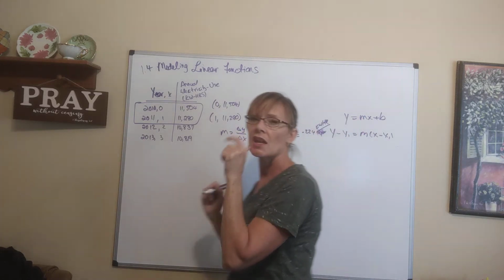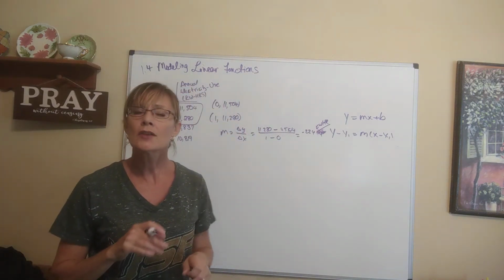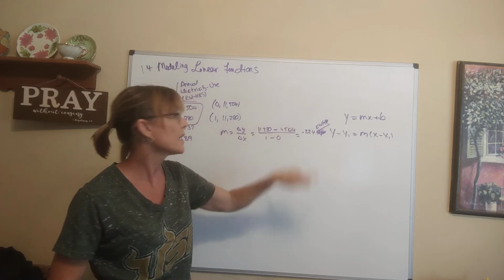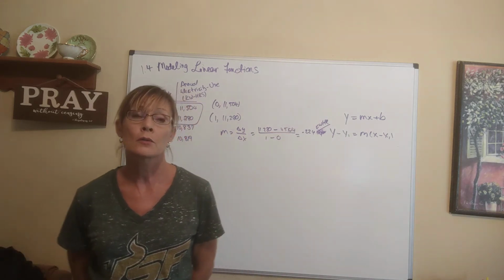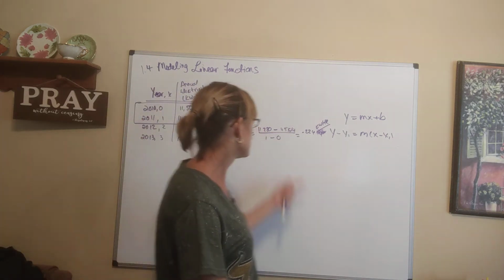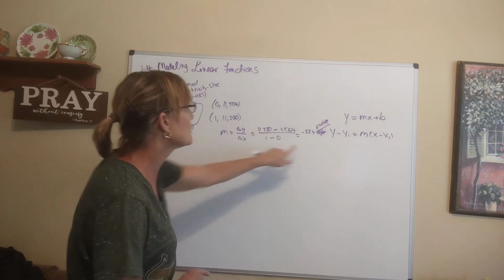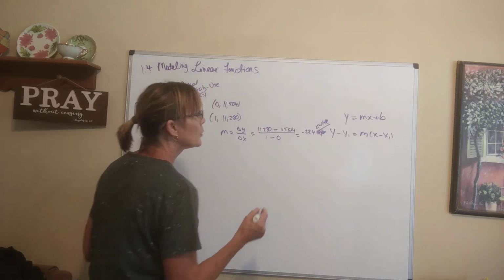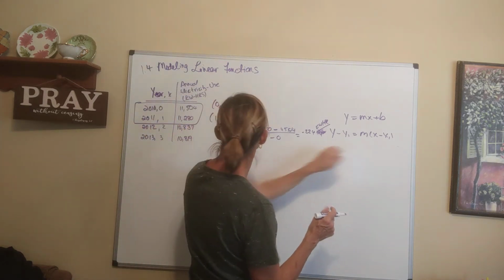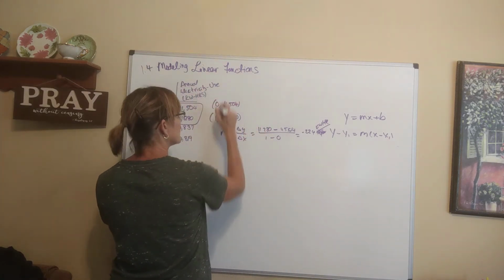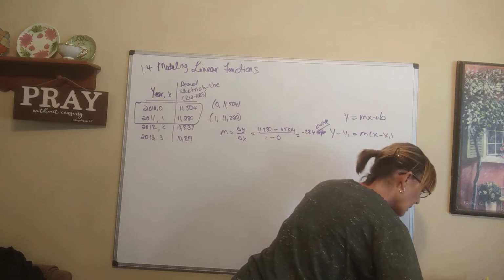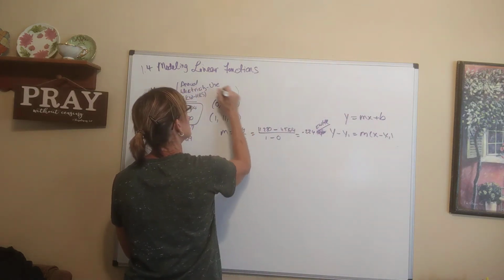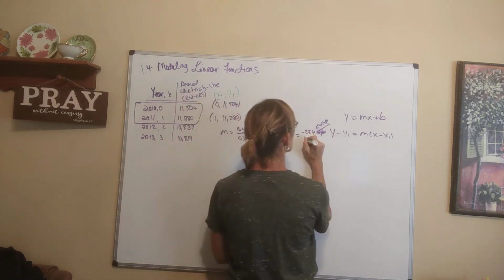So what this is saying is that the annual household use of electricity, per household, is going down by 224 kilowatt hours per year. That's what that's saying. Okay, that's our slope, negative 224. Now we just pick a point. We need a point and a slope to write this. So I'm going to choose the first point. So right here, this is going to be my x1, y1. This is my slope.